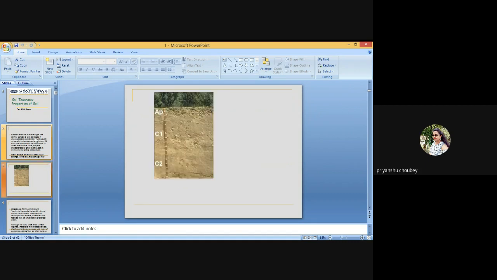A recently developed mineral soil with no diagnostic horizon, also called a recently formed soil, with a low degree of soil development due to less time, and it is found in all states of India.